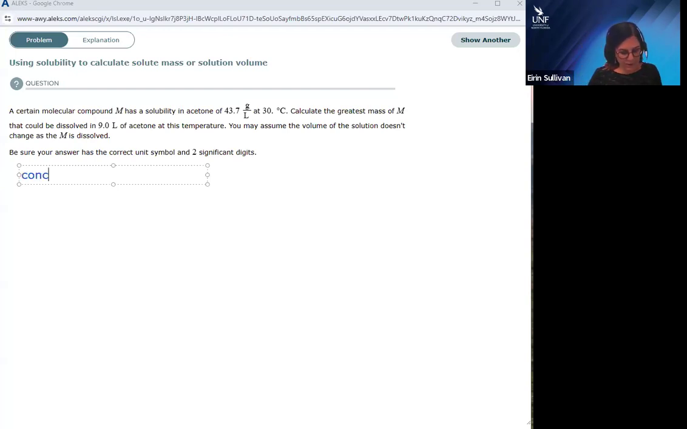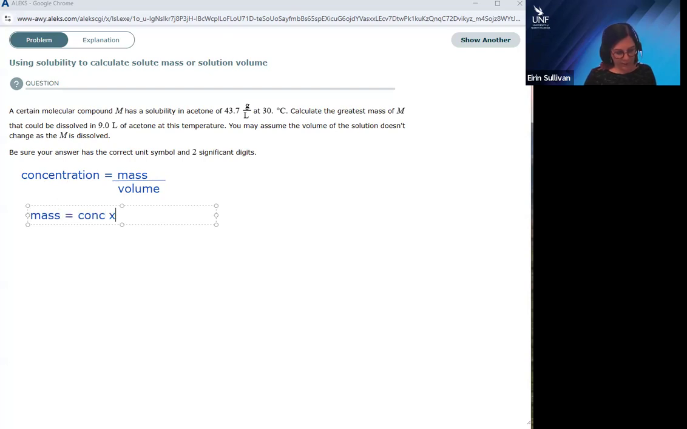Remember, concentration is the ratio of mass to volume. Grams would be our unit of mass, and liters would be our unit of volume. So our solubility units express the concentration in grams per liter of a saturated solution. In this case, we're asked for the greatest mass of our compound, so we can rearrange our equation: mass is going to be concentration times volume.